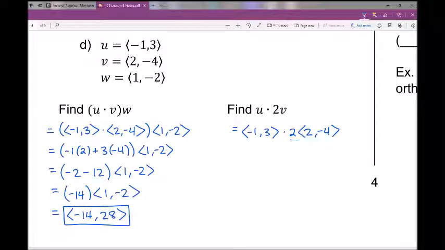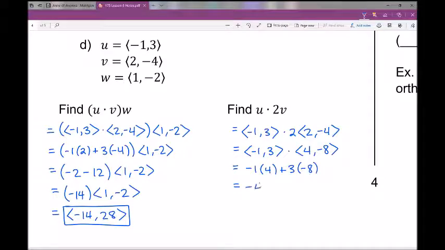So let's do that. So if we multiply the vector 2, negative 4 by a positive 2, we get the vector 4, negative 8. Okay, and now if we want to dot that with negative 1, 3, we get negative 1 times 4 plus 3 times negative 8. Negative 1 times 4 is negative 4. 3 times negative 8 is negative 24. So this answer is just negative 28.